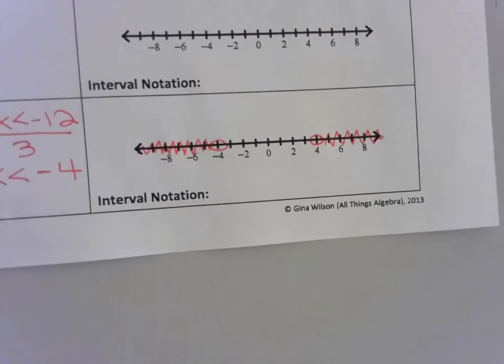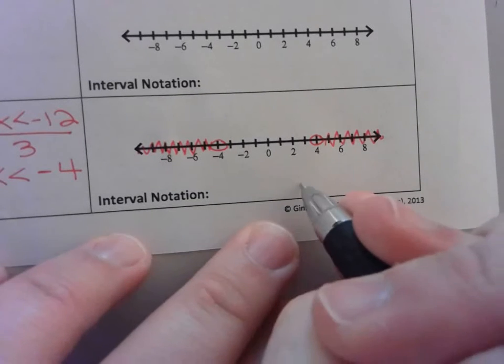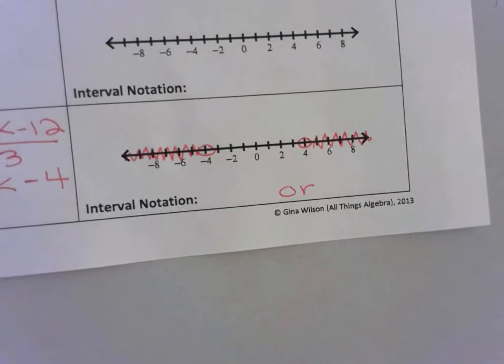Now, when I do interval notation, how many intervals do I see on my number line? 2, one on the left and one on the right. So I'm going to have 2 intervals, and I'm separating them with the word or. And you will usually have 1 interval, or you're going to have 2 because they go in opposite directions.